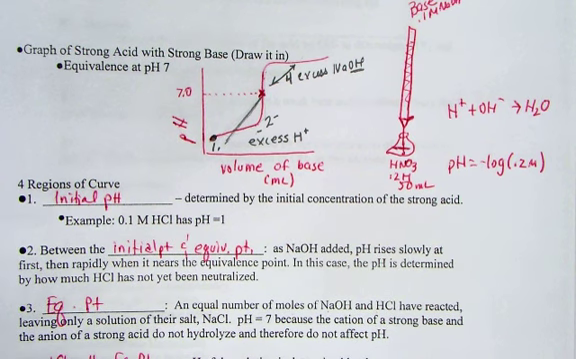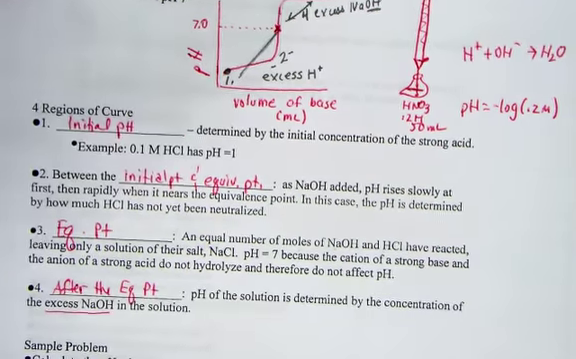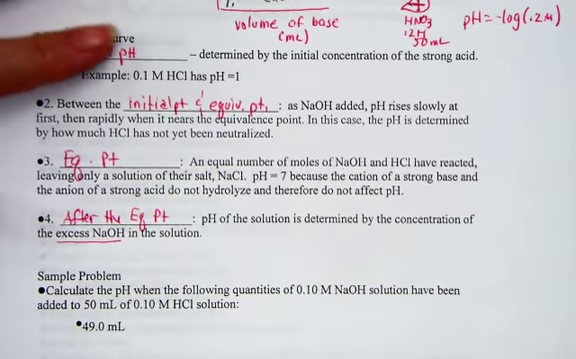So that would be negative log of hydroxide, which is pOH, and then we would just simply flip it to pH. So there are 4 areas of the curve that are used really just by stoichiometry to determine the pH of a solution at any point in time. Let's model with a sample problem.